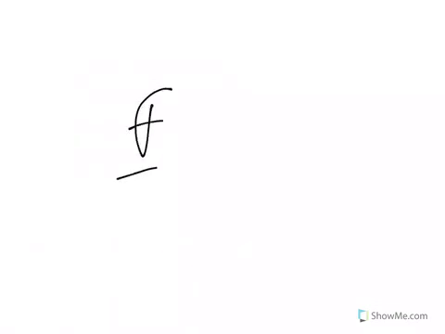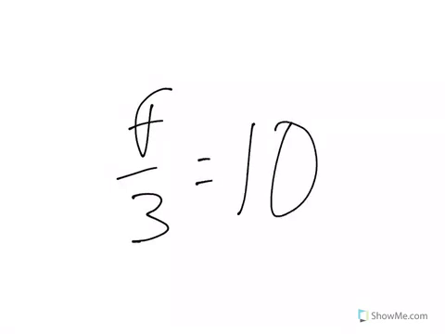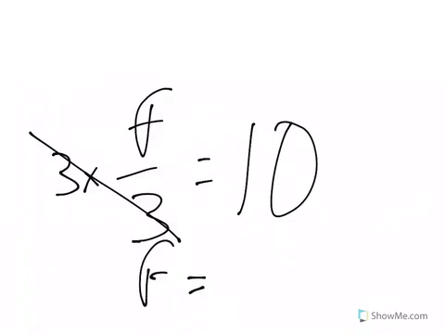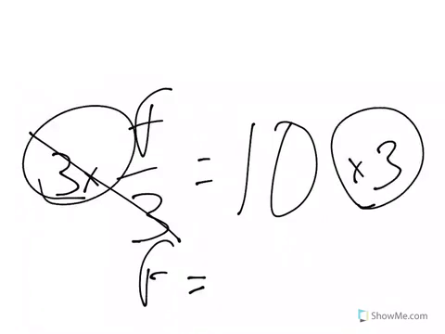All right, let's say f thirds equals 10. I'm seeing division, f divided by 3. So I'm going to multiply by 3 to get rid of that, bring the f and the equal sign down. Since I multiplied by 3 over here, I've got to multiply by 3 over here. 10 times 3 is 30. f equals 30.